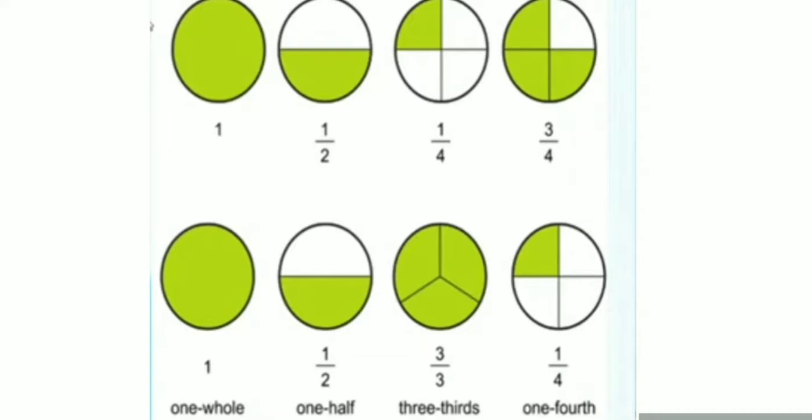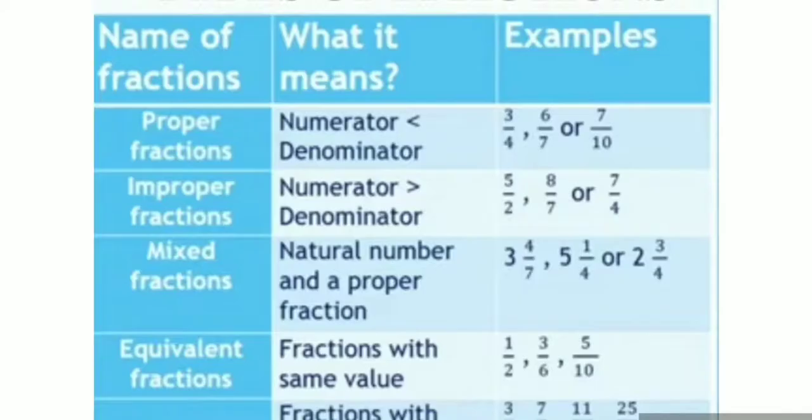Let's see the third circle. Total parts are 4 and only one part is shaded. So the fraction is what? 1 upon 4. Now let's see types of fractions. As you can see here, the first one is a proper fraction. When the numerator is less than the denominator, it's called a proper fraction.